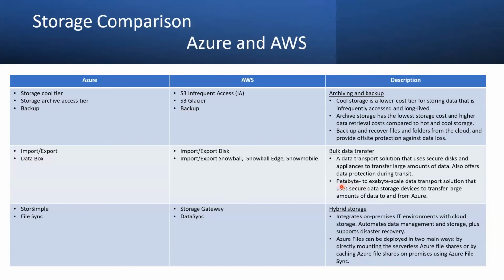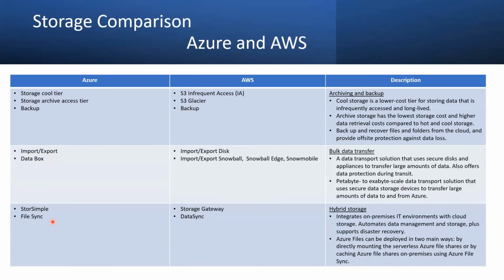The second one is a petabyte to exabyte scale data transport solution that uses secure data storage devices to transfer a large amount of data to and from Azure. Even if you go with AWS, it's the same service. So Data Box is provided when you have more than petabyte to exabyte scale data, which is not recommended to transfer via network. You can use their offline service and they will help you transfer this data to the respective cloud.